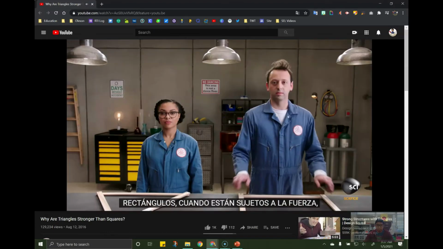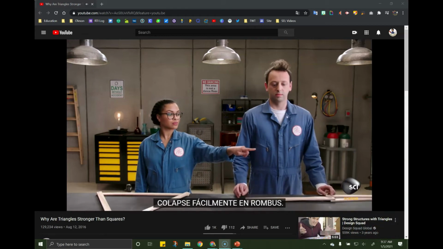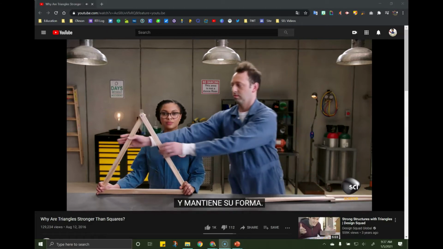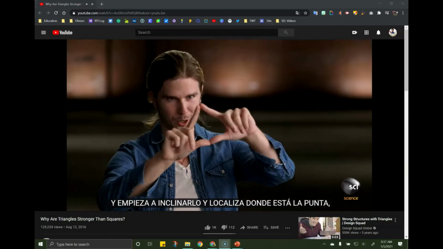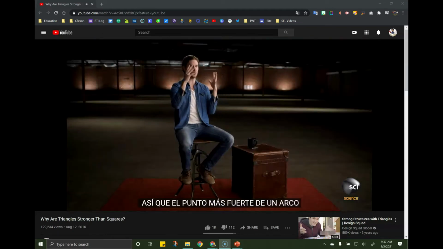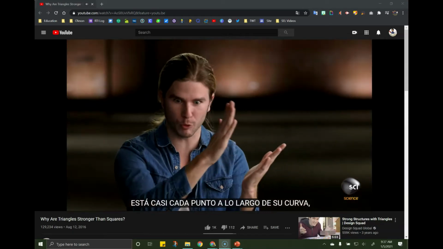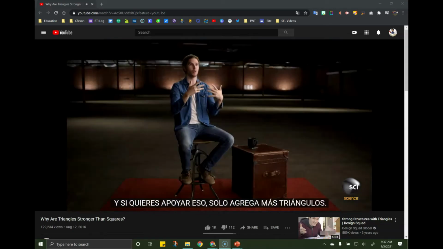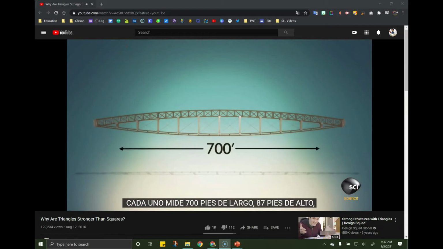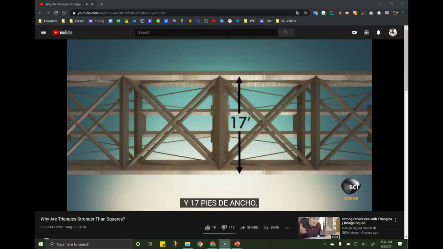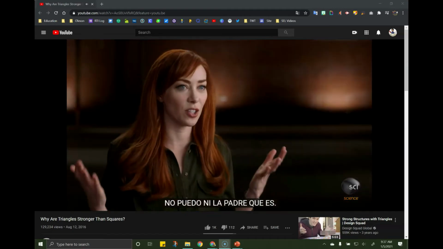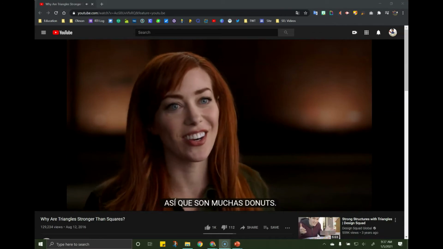Let's examine the strength of triangles. Rectangles, when subjected to force, easily collapse into rhombuses, but a triangle distributes force down its sides and maintains its shape. So take this triangle and start tilting it and trace where the tip is. And what shape does it make? An arch. So the strongest point of an arch is almost every point along its curve. And if you want to support that, just add more triangles. Your trusses will be made of solid steel. Each will measure 700 feet long, 87 feet high, and 17 feet wide, and weigh 3.6 million pounds. I can't even fathom how many donuts that is. Everything is measured to me in donuts, so it's a lot of donuts.